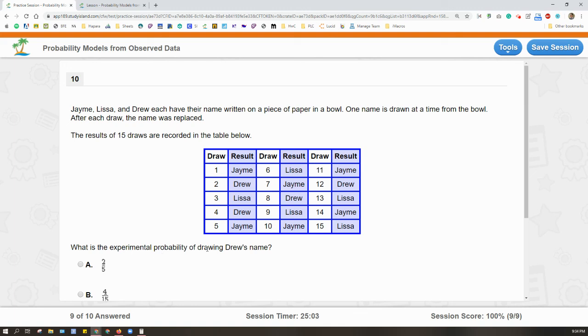So what is the experimental probability of drawing Drew's name? All you have to do is find how many times they drew Drew's name, and then divide that by 15, because they did the experiment 15 times.